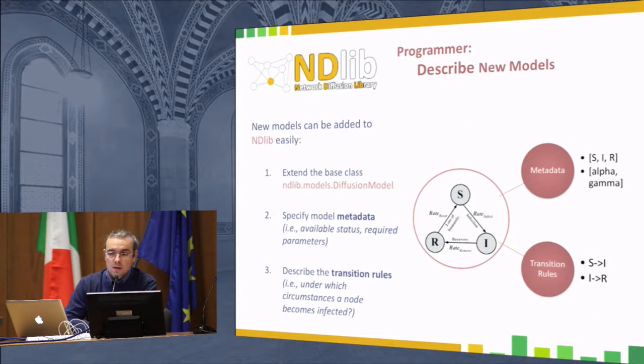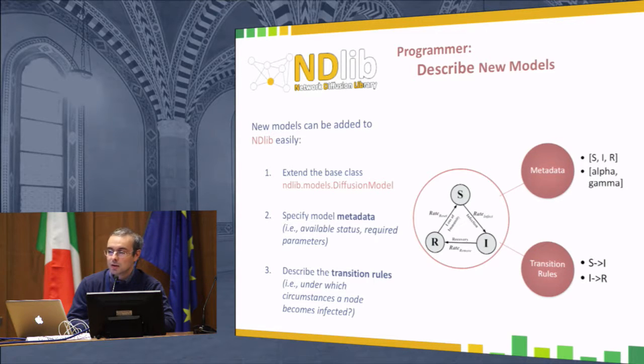The library is easily extensible. As I said at the beginning of the presentation, it abstracts each model by its two components: the metadata describing the statuses of the nodes, and the transition rule that describes how at each iteration each node can shift from one status to another. This basically allows defining models in a very compact way.